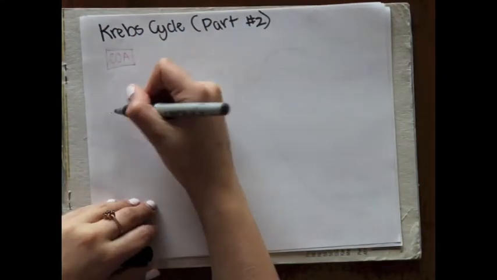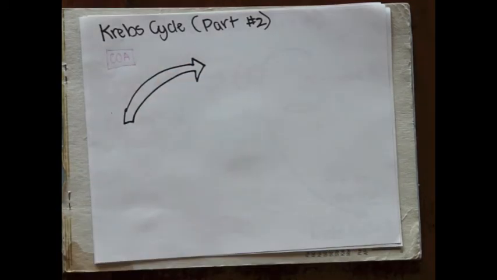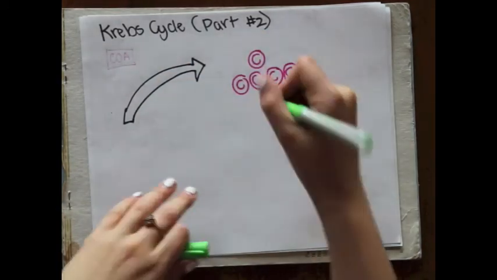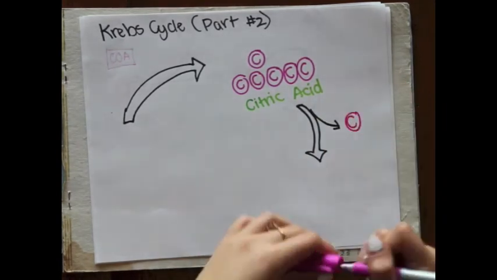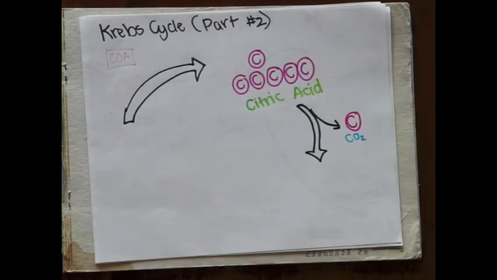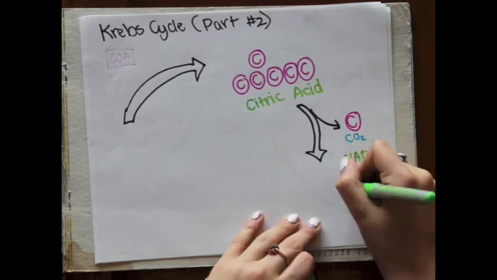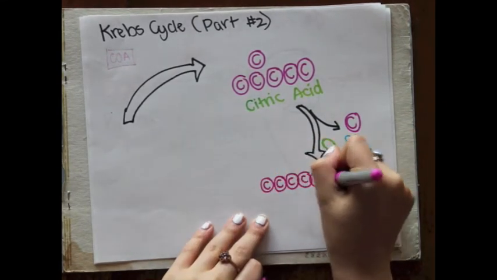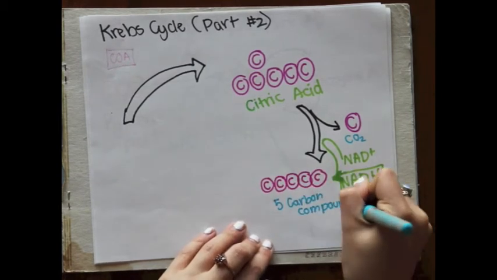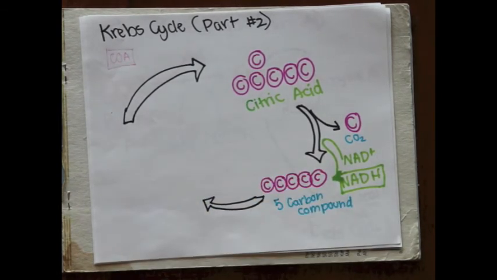You start with your coenzyme A and turn it into a 6-carbon citric acid. From there, you take out 1 carbon dioxide and you turn an NAD plus into an NADH. Now the carbon compound is a 5-carbon compound. From there, you take out another carbon dioxide and an NAD plus is turned into an NADH.